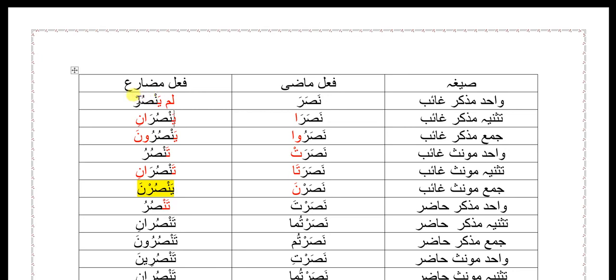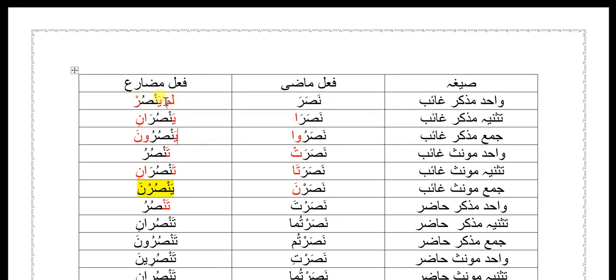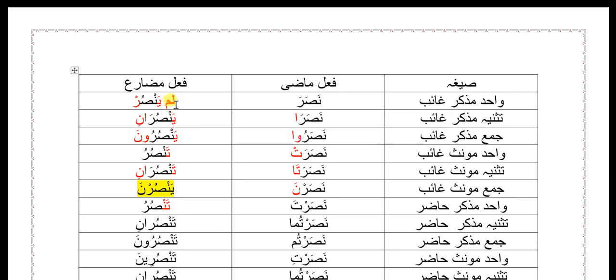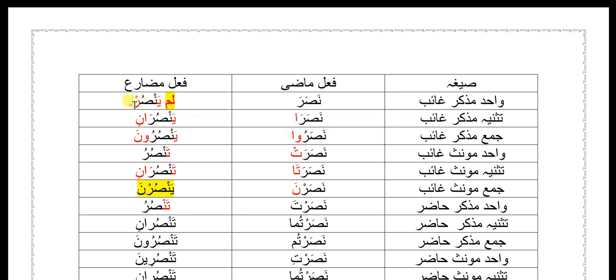Okay, jumping to the next topic, first understand this. What did the lam do here? Here lam simply gives jazam to the muzare. So that's why we are saying lam is a huruf jazima. Lam is a harf and it gives jazam to fe'l muzare. So lam is harf jazima.